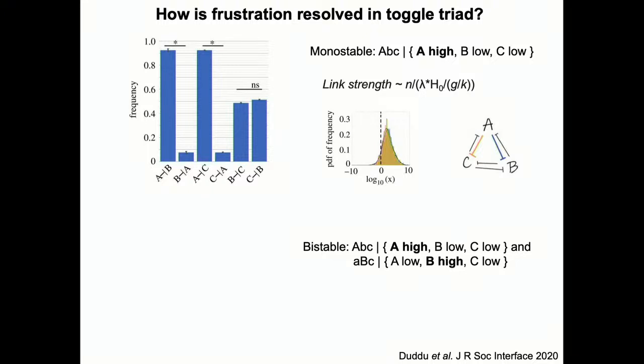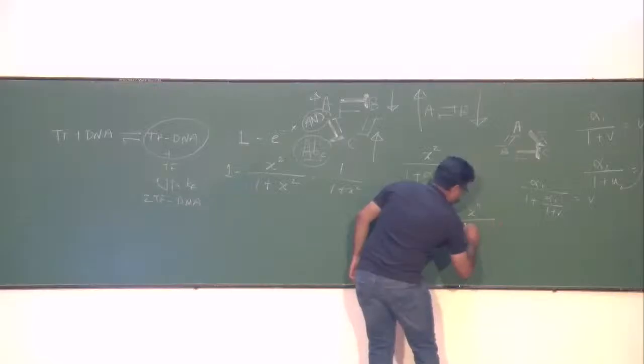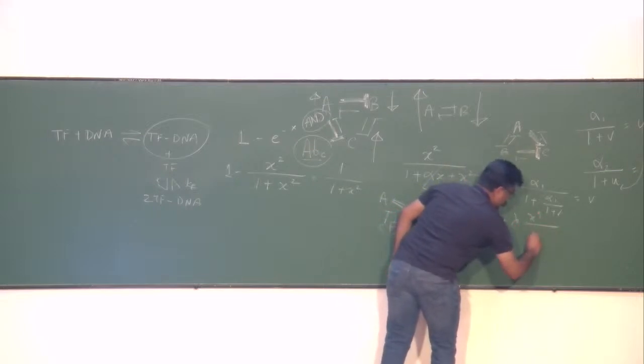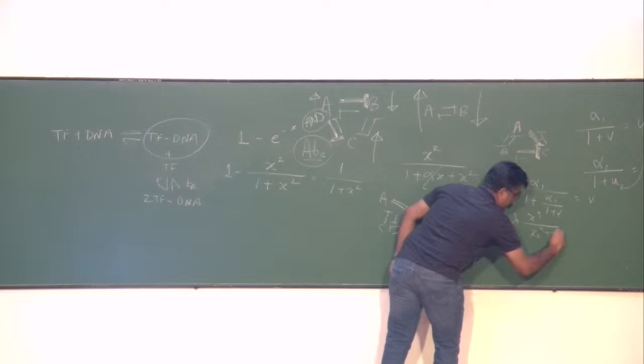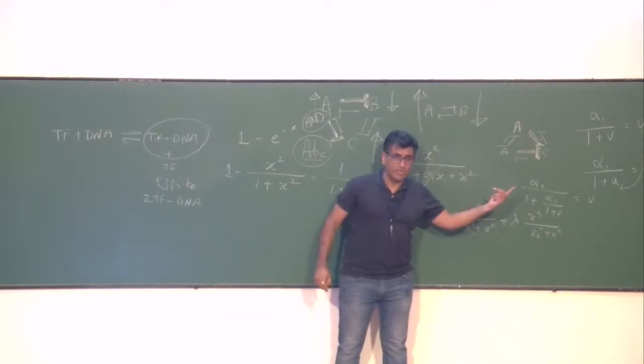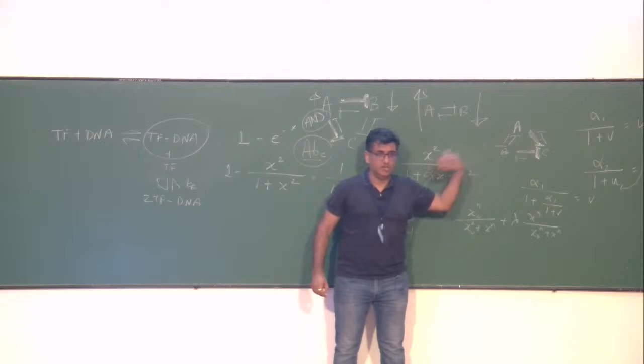So lambda is a fold change. The function that is written is something like, if you put lambda equals 1, then this function becomes 1. So there is no regulation. A is not impacting B.